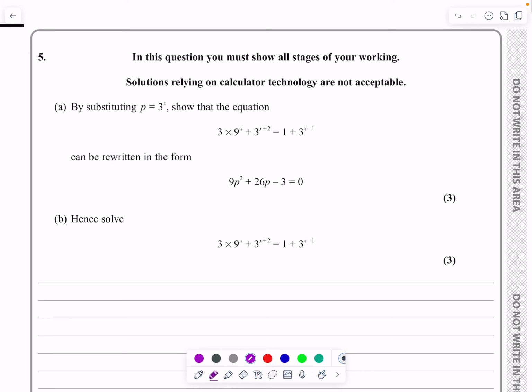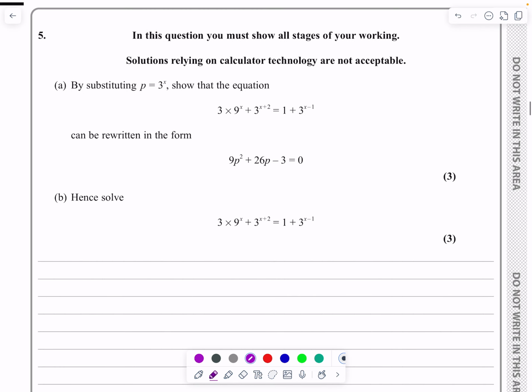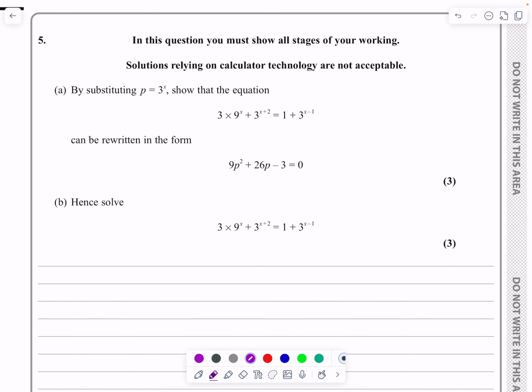Okay, this is the P1 paper from January 2023. It's question number 5, and we can see the first part of the question is going to be using index laws. The second part of the question, we're going to be solving a quadratic.